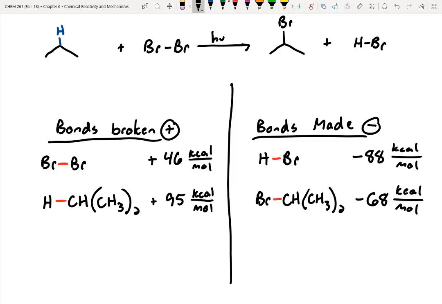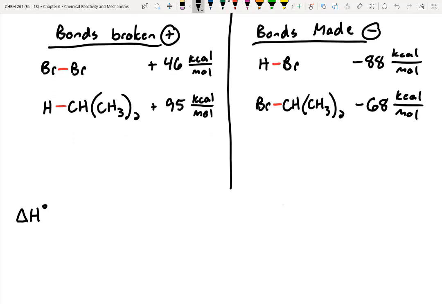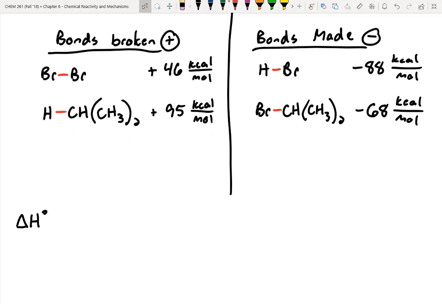All right, so now we've got a comprehensive list of all the bonds made and broken in this reaction along with their bond dissociation energies. Okay, now what we need to do is find delta H naught for the reaction, so the standard enthalpy change for this reaction. The easiest thing to do to find this is to basically add up all of your bonds that were made and broken.